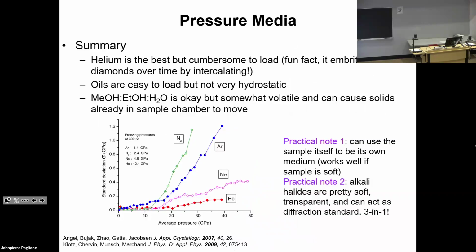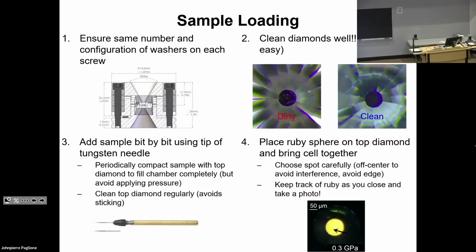Yeah, I would say I do like using alkali halides sometimes because they can act as a transparent material and therefore maybe works for spectroscopy. It can be a diffraction standard, and they're pretty soft. But you, of course, would just have to keep in mind how soft, how compressible is the material that you're measuring itself. Okay. Right, so sample loading.